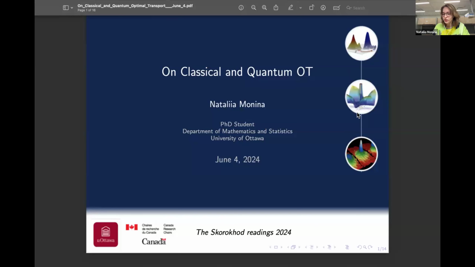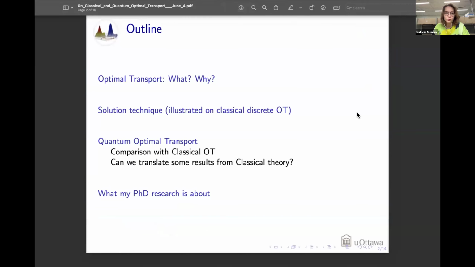So let's look at the overview of what we're going to talk about. First, I'm going to define what optimal transport is, why it is important, what we actually do in this whole thing, and where these problems arise. Then I'm going to talk about the solution techniques. I'm going to illustrate it on a specific example, which is related to the discretization of optimal transport, because it is usually considered for continuous distributions, but if you want to solve it numerically, you always consider some discretization, and the discrete example will also give you some nice intuition about how this whole thing works.